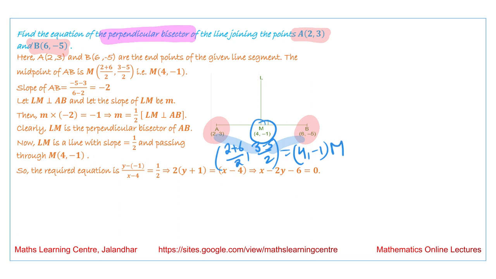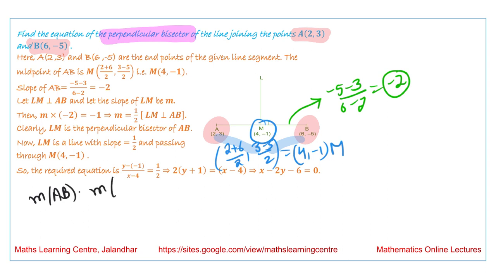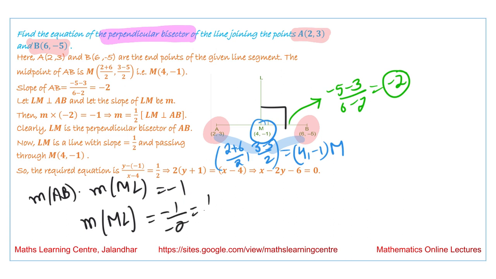The slope of this line AB is (minus 5 minus 3)/(6 minus 2), that is equal to minus 2. Now we are saying slope of line AB into slope of line ML is equal to minus 1, because both these lines are perpendicular to each other. So the slope of the line ML is minus 1 by minus 2, that is equal to 1/2. So we have a line passing through the point M (4, minus 1), this is the point L, and the slope of this line is 1/2.